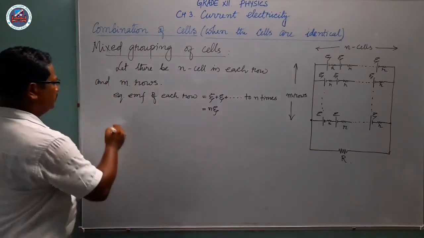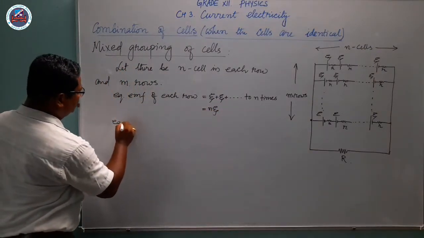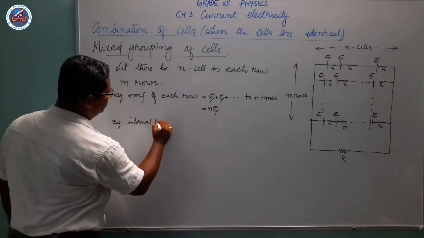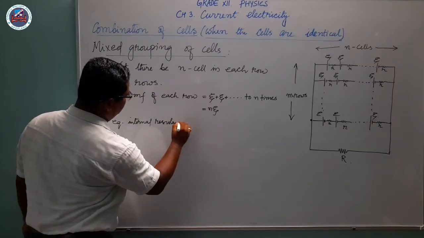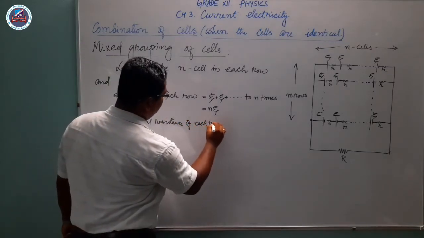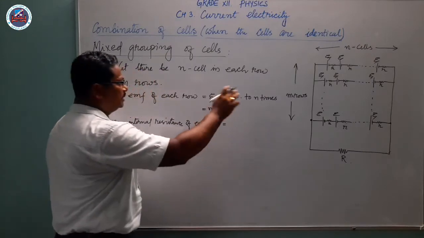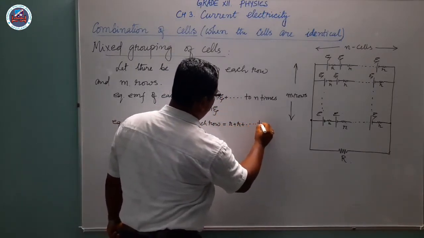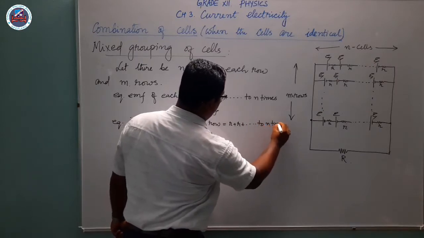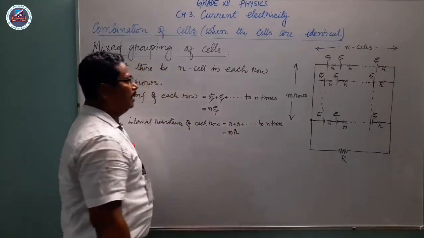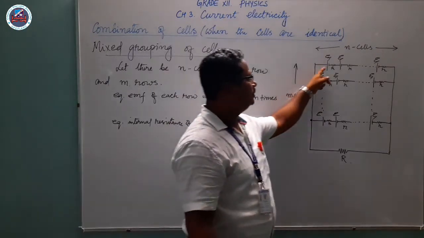Like that, the equivalent internal resistance of each row, because they are connected in series, will be R plus R, n times. So it will become n times R. That is for each row.